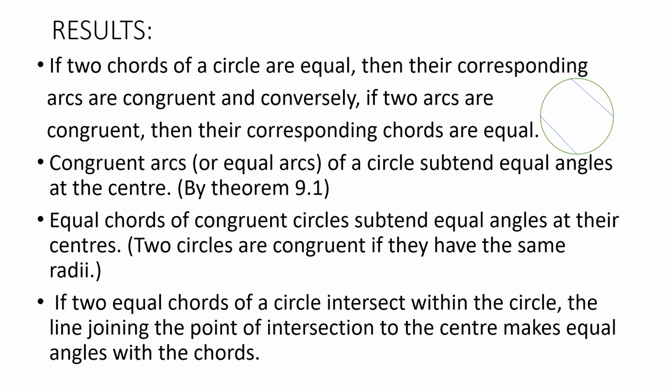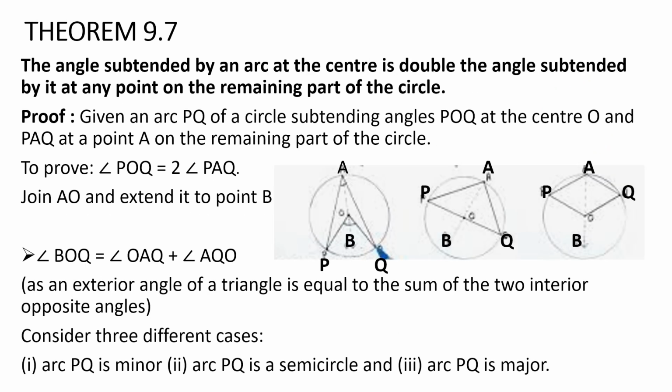If two equal chords of a circle intersect within the circle, the line joining the point of intersection to the center makes equal angles with the chord. Now we will prove theorem 9.7. The angle subtended by an arc at the center is double the angle subtended by it at any point on the remaining part of the circle. Remember, this is a very important theorem and it is used in solving the examples. Once again, the angle subtended by an arc at the center is double the angle subtended by it at any other point on the remaining part of the circle.